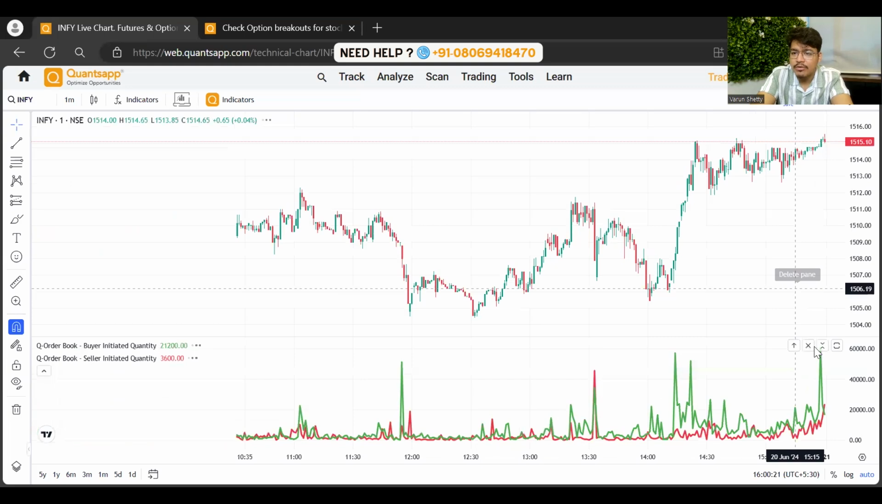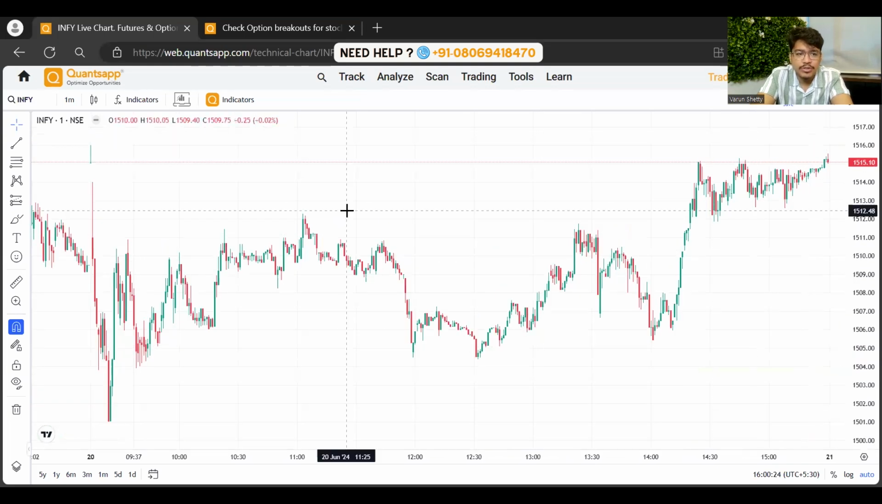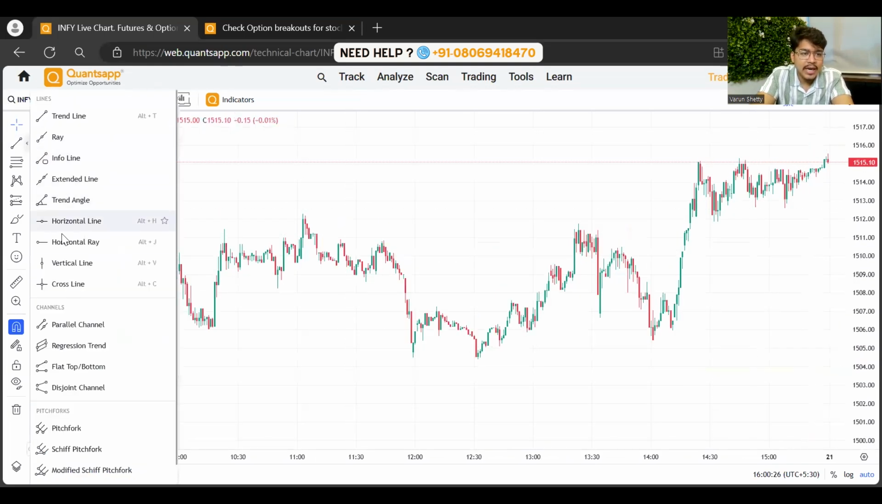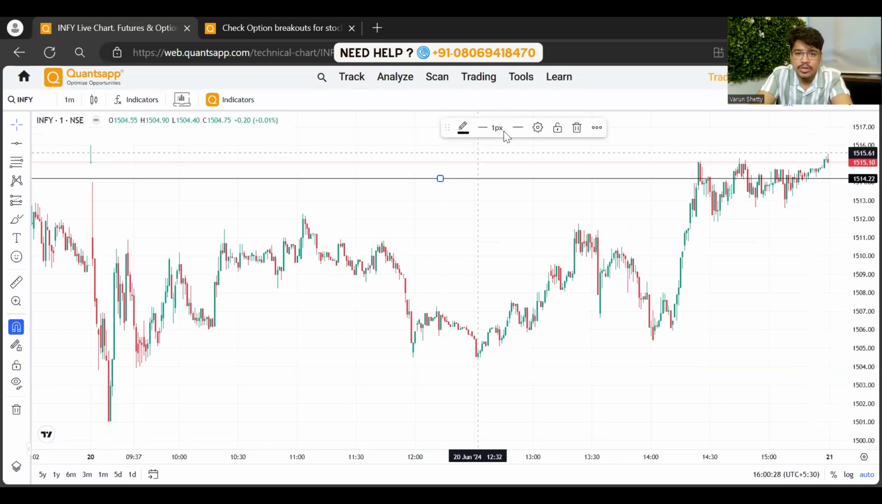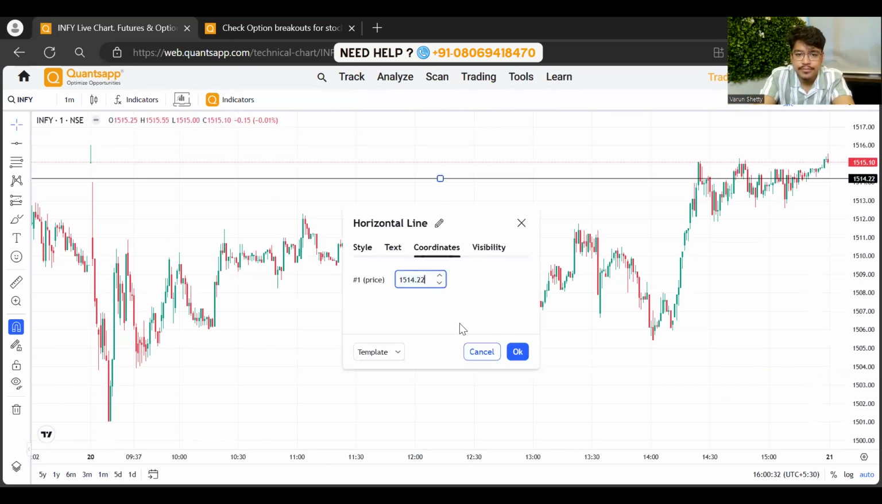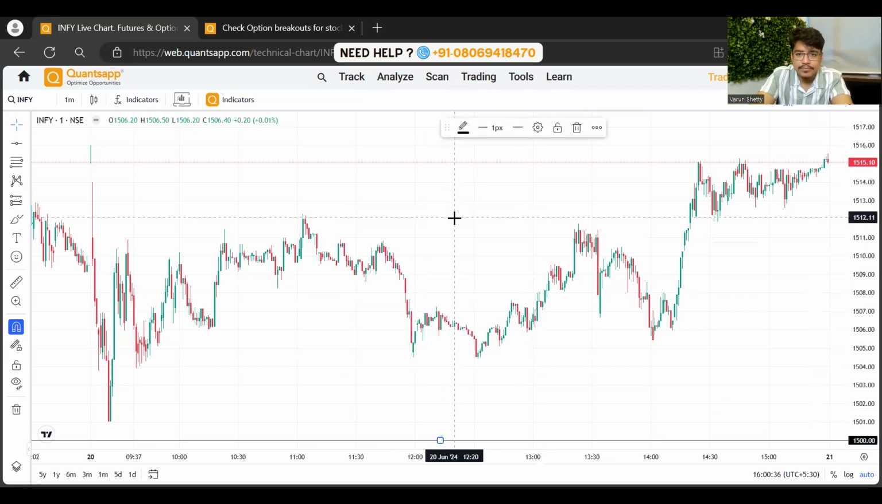Okay, 1 minute chart of Infosys. This is the 1 minute chart of Infosys. And what I'll do, I'll just add resistance. Okay, so 1,500, sorry. I just apply this.